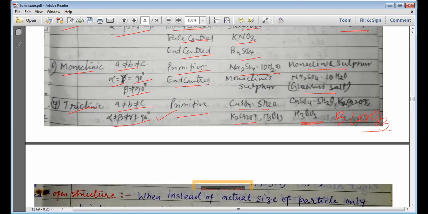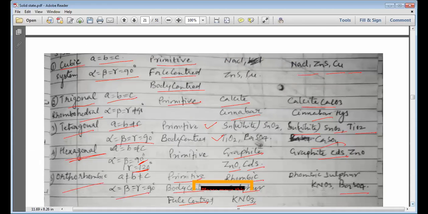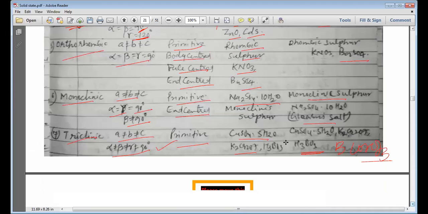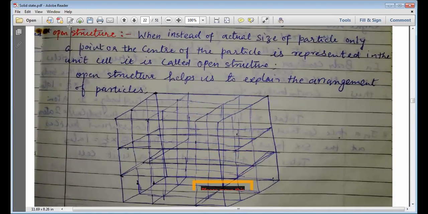So my dear students, if you really look into the various numbers, there are a total of 14 types. You can see 1, 2, 3, 4, 5, 6, 7. Then you have 8, 9, 10, 11, 12, 13 and 14 types of Bravais lattice. You can see this, and this is how we classify all the lattices into the 14 various types of Bravais lattice. Now my dear students, let us study about the open structure.